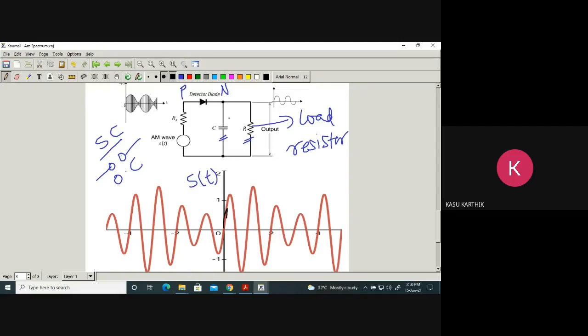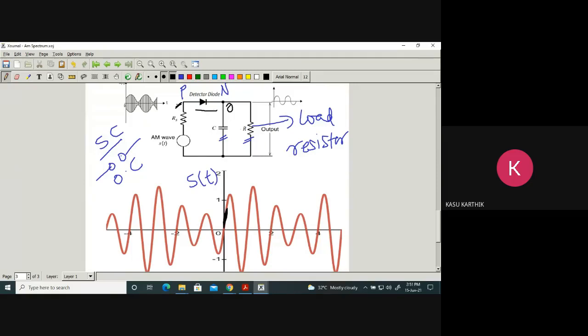Before that, initially assume that the capacitor is uncharged. It is not charged, so the voltage across this capacitor is 0. Initially the voltage is 0. So when you apply this signal, which is positive, I am starting from 0. When you apply this voltage, what happens? P side is some positive voltage, N side is 0 voltage. The diode will be forward biased.